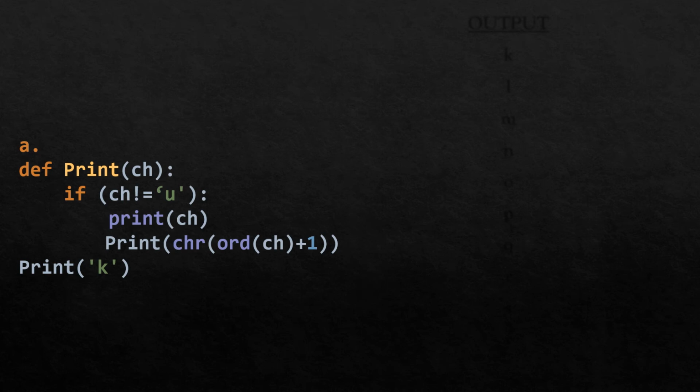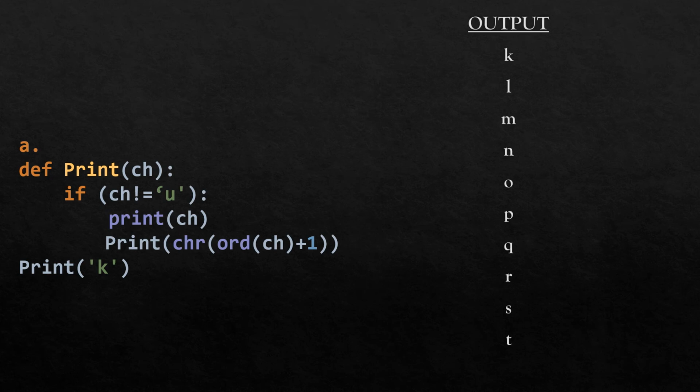But we cannot directly write ch plus 1 as ch is not an integer value. So it has to be converted into an integer by using the function ord. And again, to print the corresponding character value of the integer variable, we have converted it into a character by using the function chr. Now we are calling the function print with the character k.